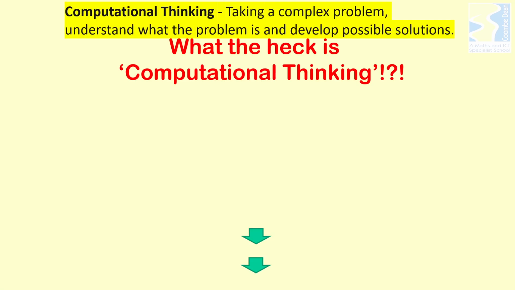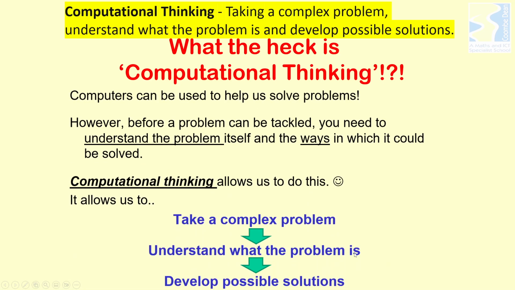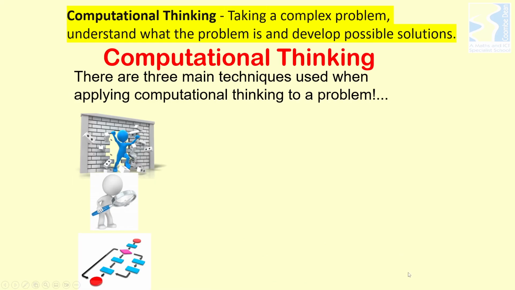What is computational thinking? Well, basically, computational thinking is the process of taking a complex problem, understanding what the problem is, and then coming up with a solution to it, developing a possible solution. So, computers can do lots of fun things and amazing things to solve problems, but you need to be able to understand the problem itself so you can solve it. So, taking a problem, understanding what the problem is, and then developing a solution to the problem.